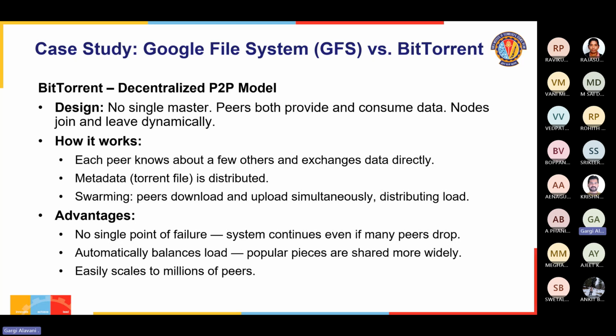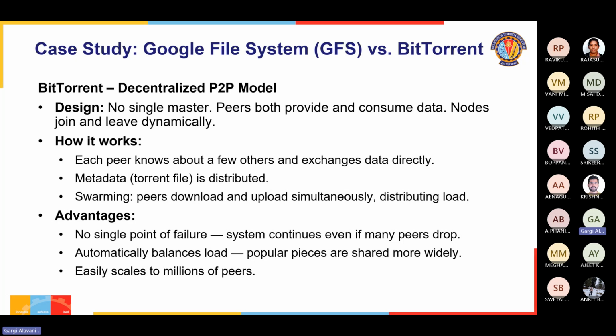How it works is that each peer, which is part of this decentralized P2P model, knows the others and exchanges data directly. The metadata, the torrent file, is distributed. Peers download and upload simultaneously, and the data also gets distributed. Advantage: we do not have a single point of failure. The system continues even if many peers come and leave. It automatically balances the load, and we've seen it scales to millions of peers as well.